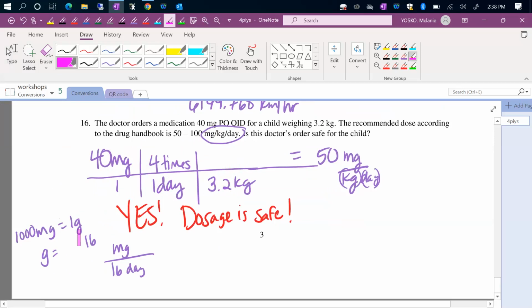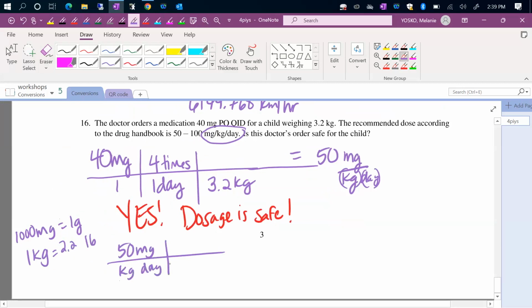How many grams to a pound conversion? So 2.2 pounds is 1 kilogram. There are 1,000 milligrams in a gram. There are 1,000 grams in a kilogram. And then 1 kilogram is 2.2 pounds.